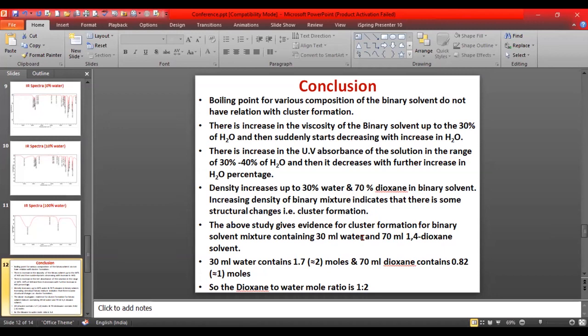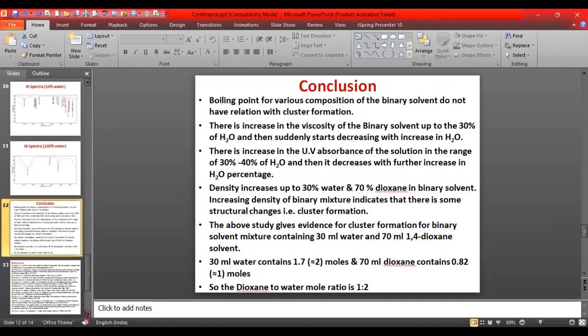So when we try to get the number of moles, in 30 ml water we get 1.7 moles, that is almost 2 moles. And 70 ml dioxane contains 0.82 moles, that is almost equal to 1 mole. So here we give the cluster combination: the cluster is formed majorly in the ratio of 1:2. That is what we conclude from this study, that whatever cluster forms, it is in the ratio of 1:2. So 1 dioxane molecule and 2 water molecules. That is the conclusion of the study.